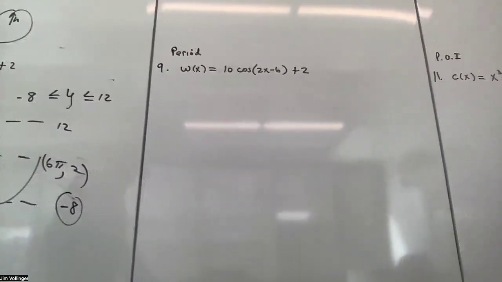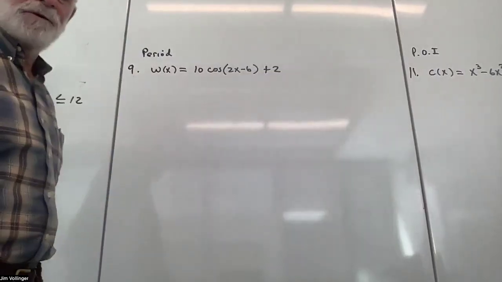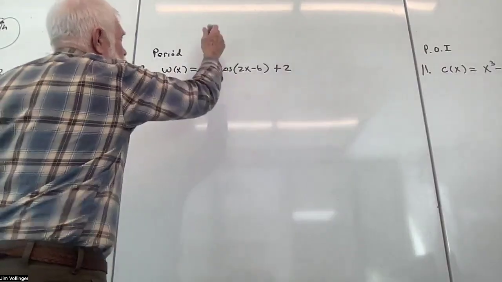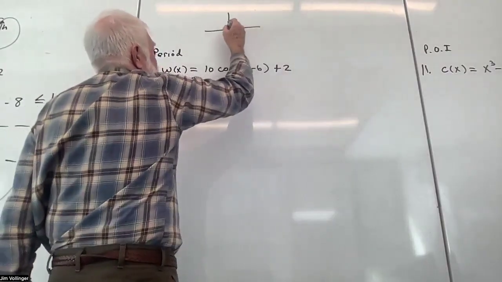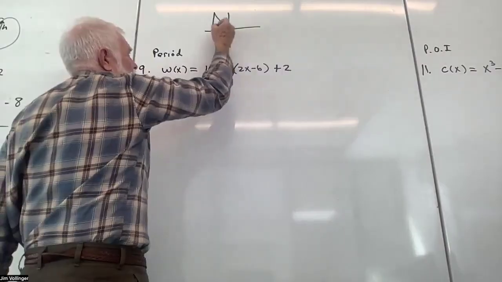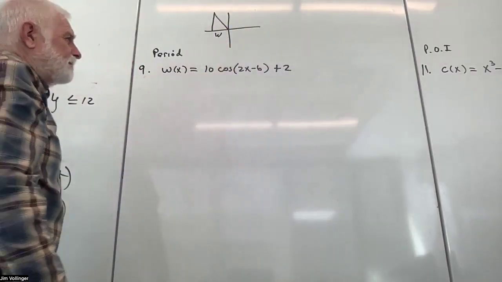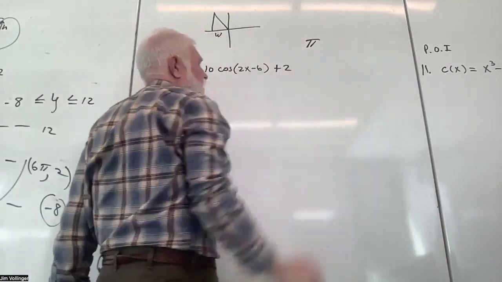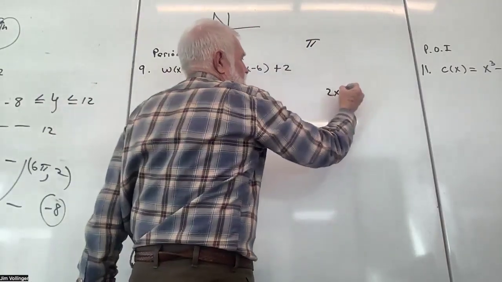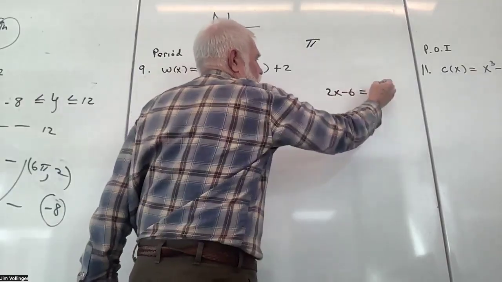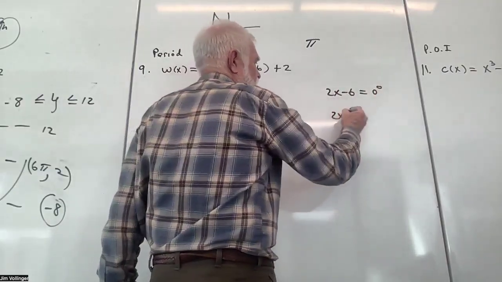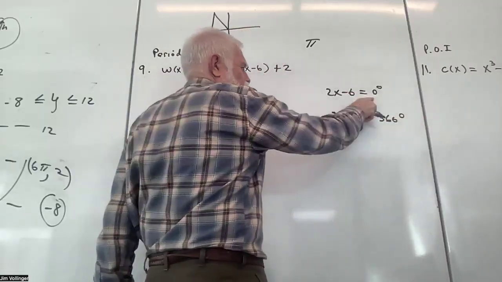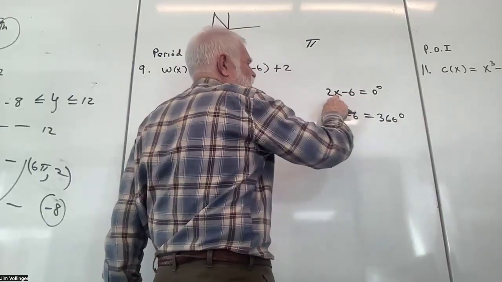Now we're looking at widths. Notice I said W of X over here. The other one was H of X. Yeah, width. This is to help you remember. In the unit circle, what's the cosine? That width. Okay, all right, so what do we want for period? I know the period's pi, just by looking at it. 2x minus 6 equals 0. Why don't we go degrees? And 2x minus 6 equals 360. All right, so when is that true? That is true when x is 3.